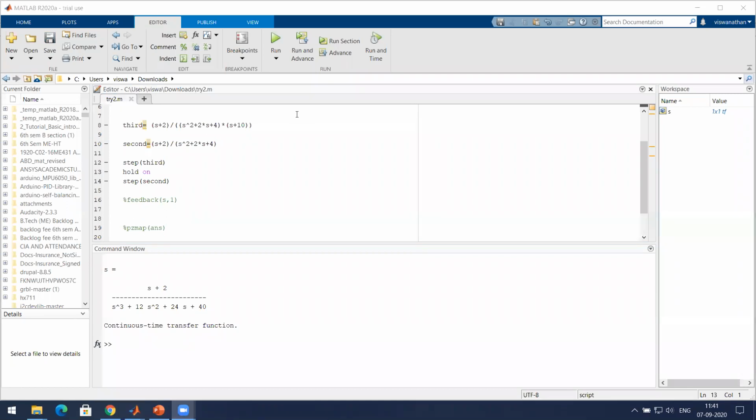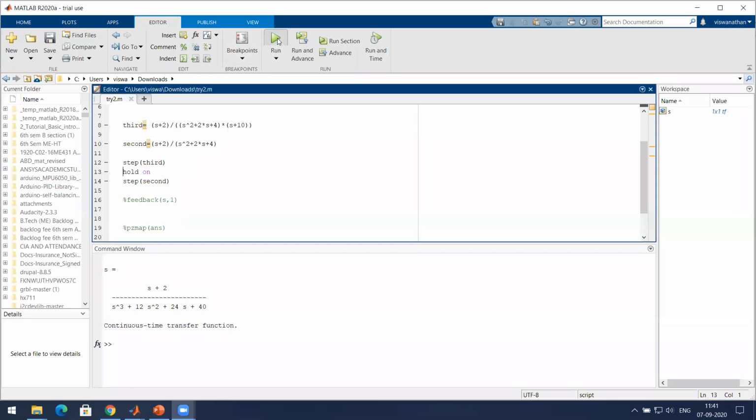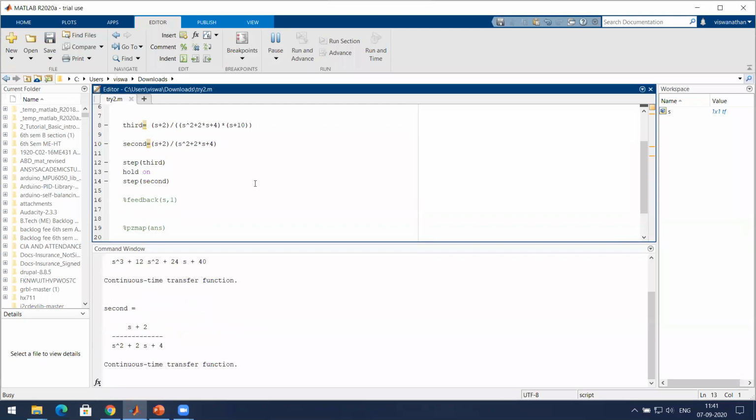All we have done is we have just removed this s plus 10 over here and said this is a second order system, this is a third order system. Now let's see this step response.